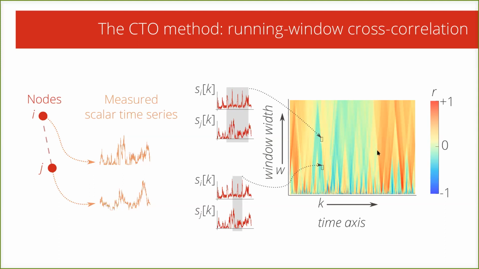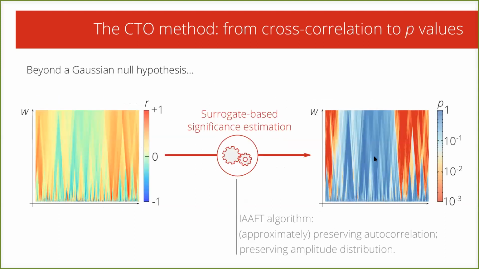First, we need to assign a significance to the cross-correlation that we observe, because cross-correlation by itself is merely a number between plus and minus 1. So to do this significance estimation, we go beyond a very simple Gaussian null hypothesis, because we want to take into account also the possibility that the underlying signals are autocorrelated, and they can also have a distribution of amplitude that is definitely different from a Gaussian one. So instead, we use a surrogate-based significance estimation.